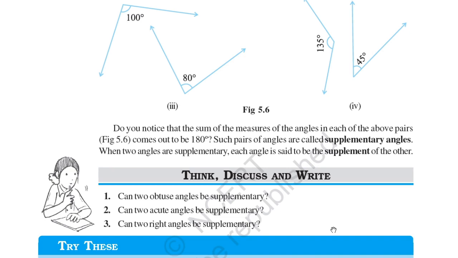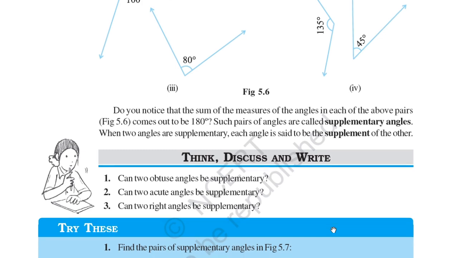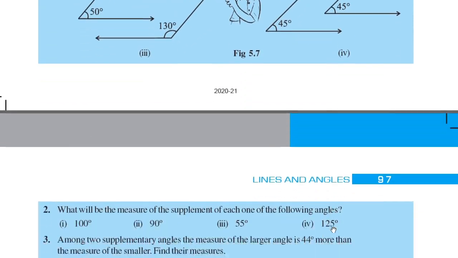So when you add the two angles, when it becomes 180 degrees, such pairs of angles are called supplementary angles. When two angles are supplementary, each angle is said to be the supplement of the other. So it is easy. There are also some examples here.